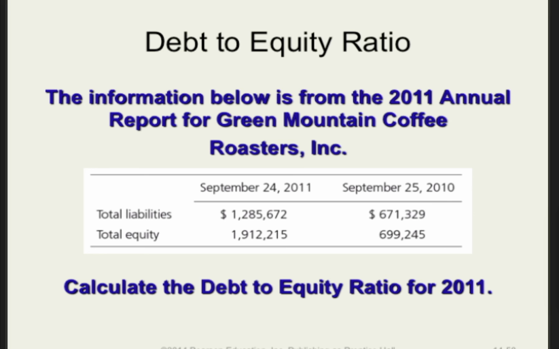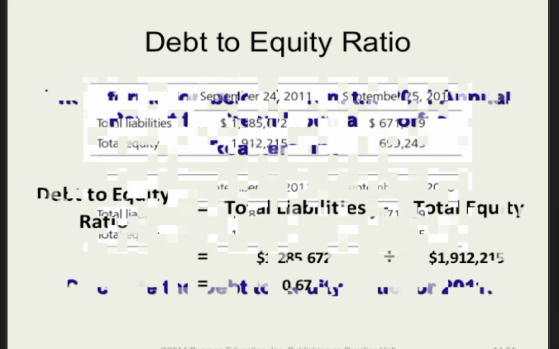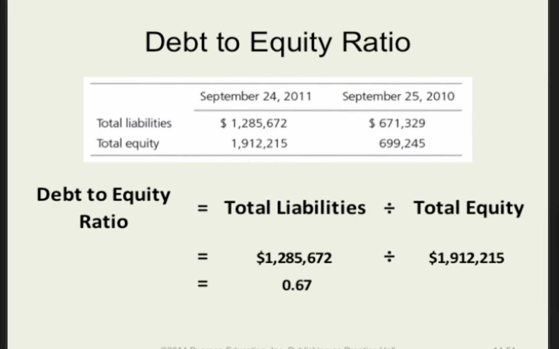The ratio is calculated as total liabilities divided by total equity. Using the information for Green Mountain Coffee Roasters, calculate the debt-to-equity ratio for 2011. Debt-to-equity ratio equals, again, total liabilities divided by total equity, or in this case, 1,285,672 divided by 1,912,215, or a debt-to-equity ratio rounded to the nearest hundredth of 0.67.